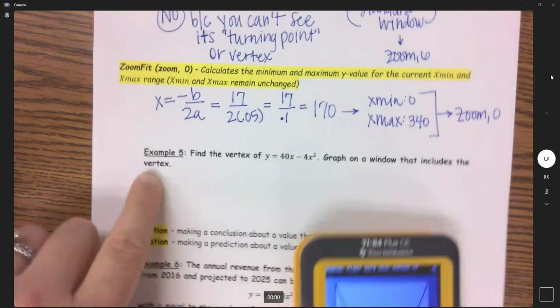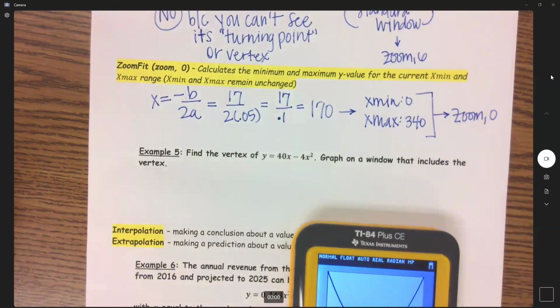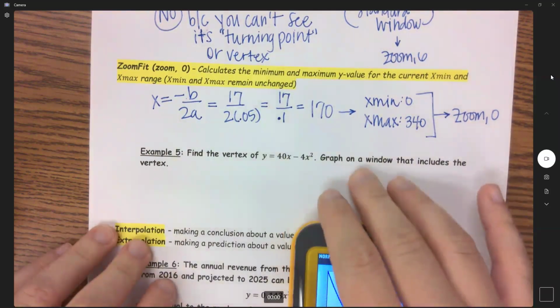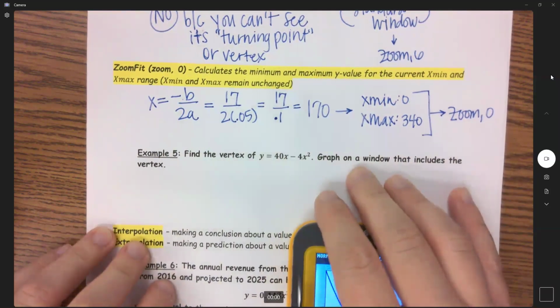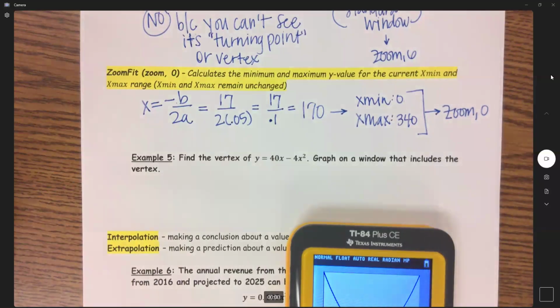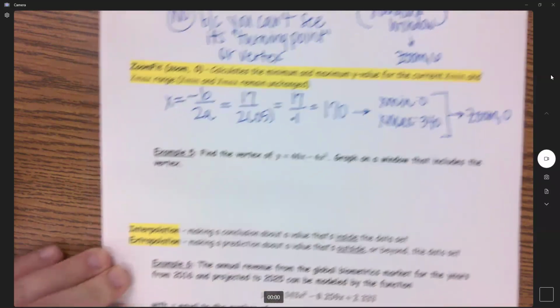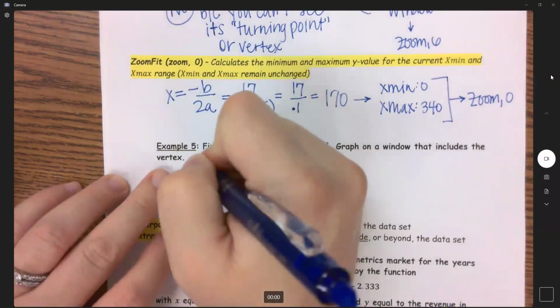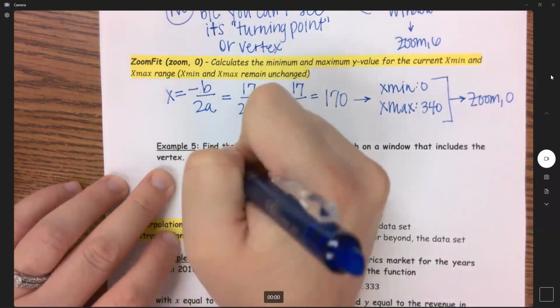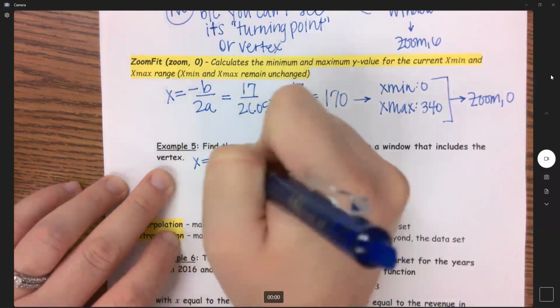So let's do that here on example 5. It says find the vertex of y equals 40x minus 4x squared. Graph on a window that includes the vertex. So because I already have to graph this on a window that includes the vertex, let's find part of the vertex by hand, and I'll use the calculator to find the rest of it. So like we did up here, let's find the x coordinate of my vertex. And that is x equals negative b over 2a.